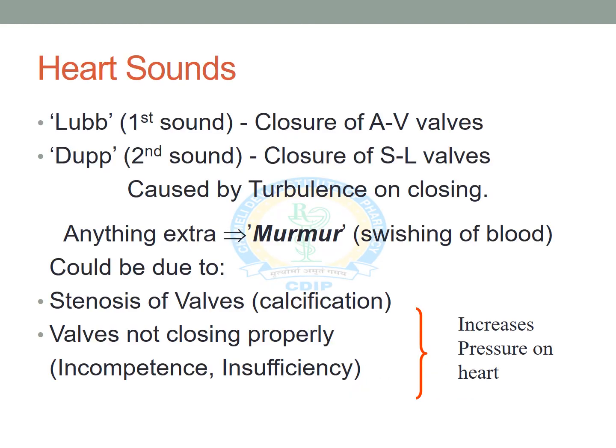Heart sounds. Lub and dub, there are two major types of sounds. The first sound is usually lub, and that is because of the closure of the atrioventricular valves, and dub occurs because of the closure of semilunar valves. It is caused by the turbulence on closing of the valve. Because of the pressure and the amount of blood around the adjacent area, there occurs a turbulence, and this causes the occurrence of these two sounds, lub and dub.